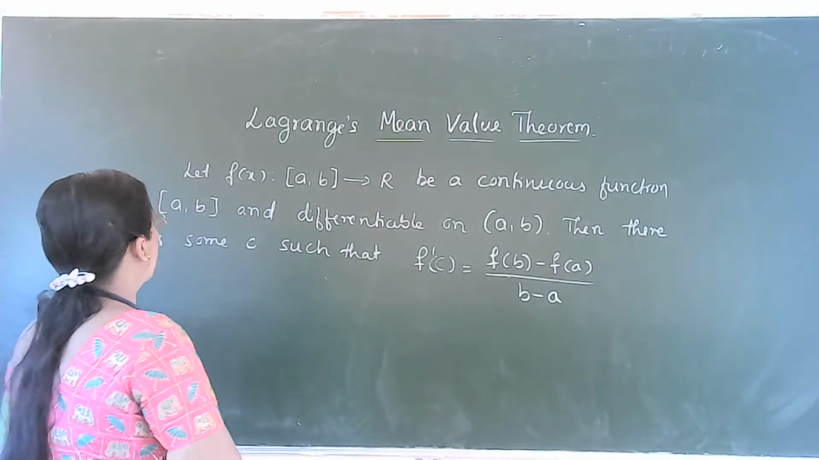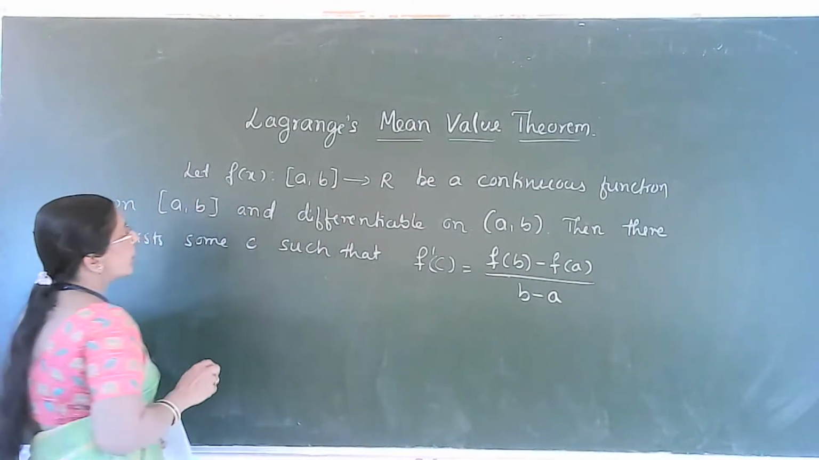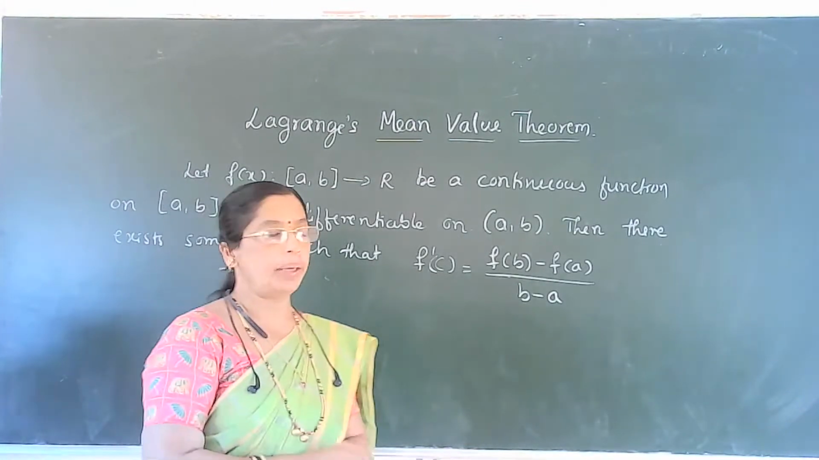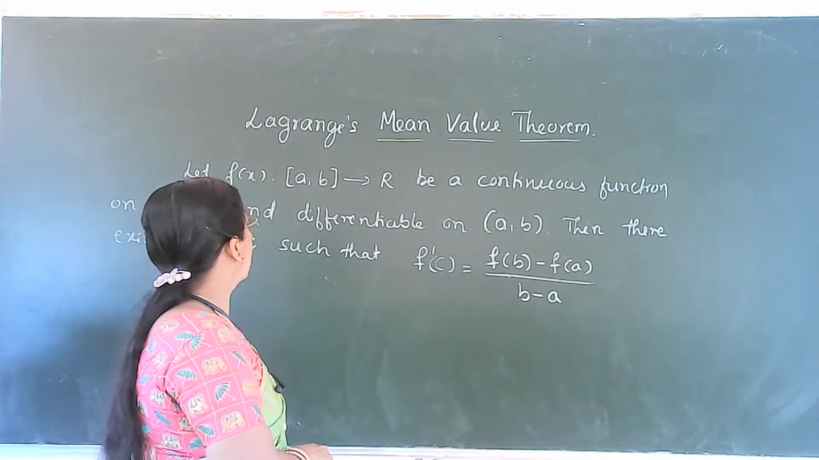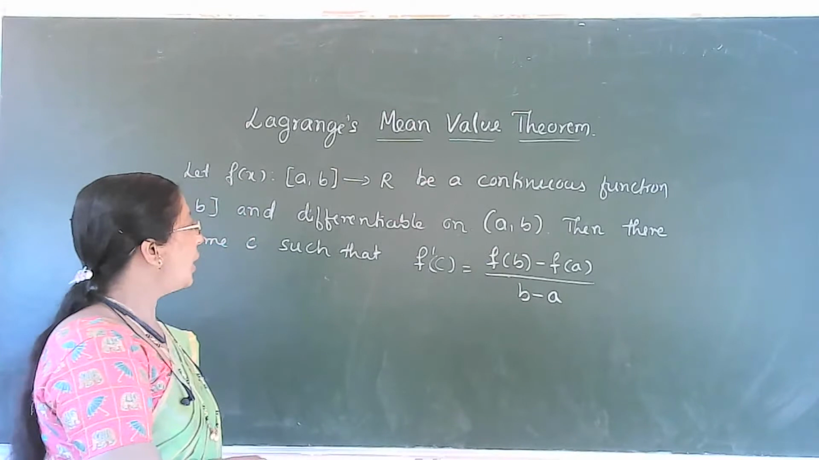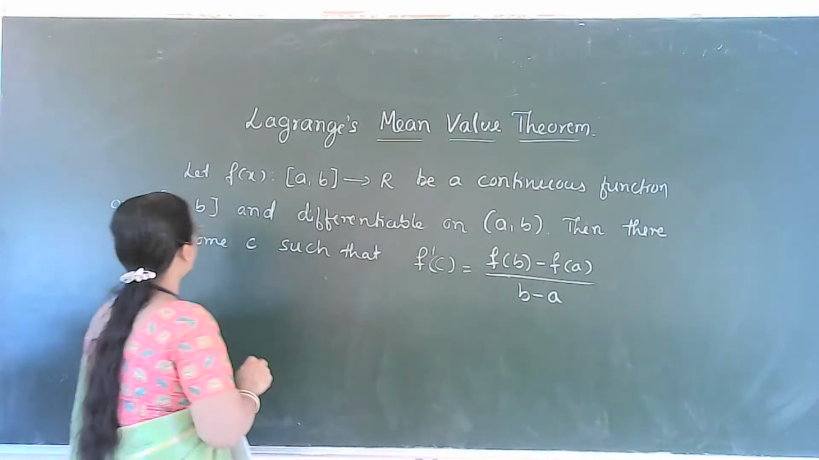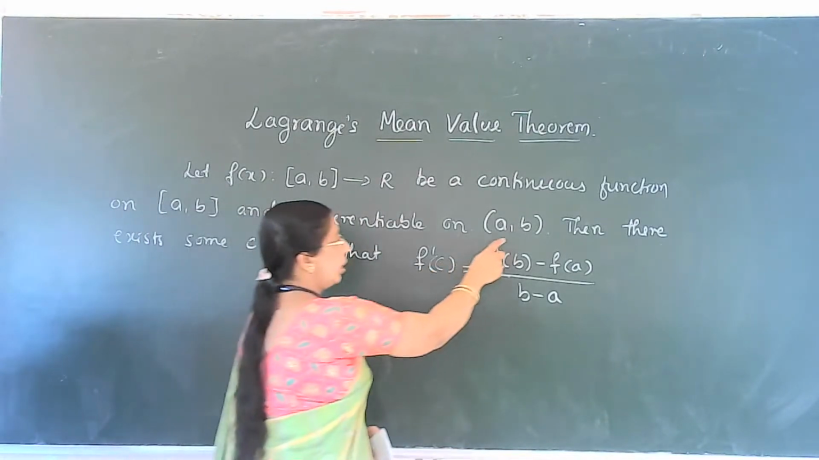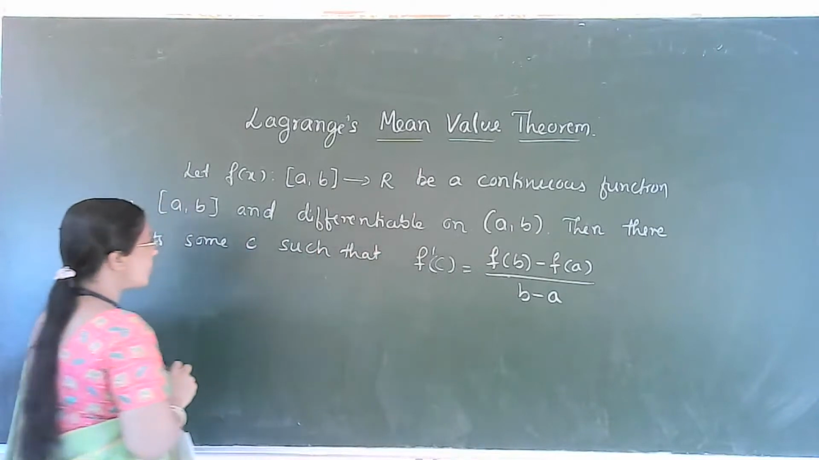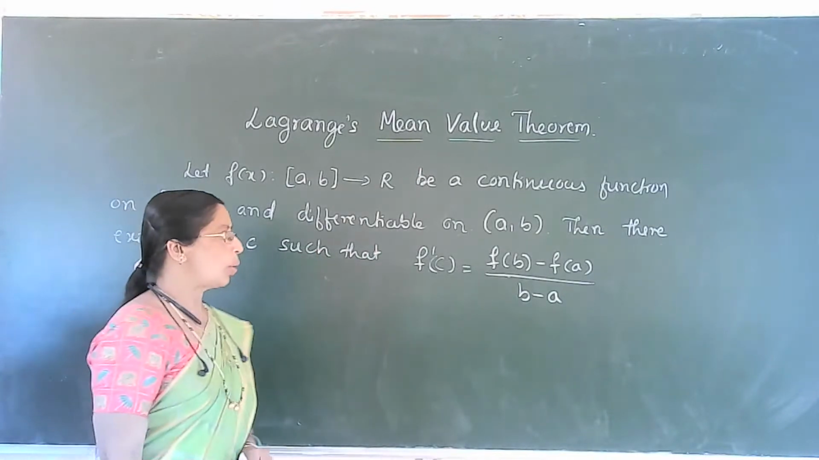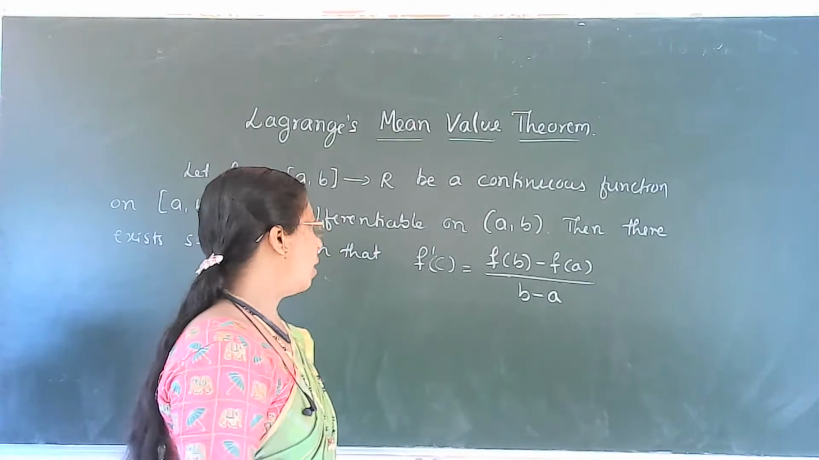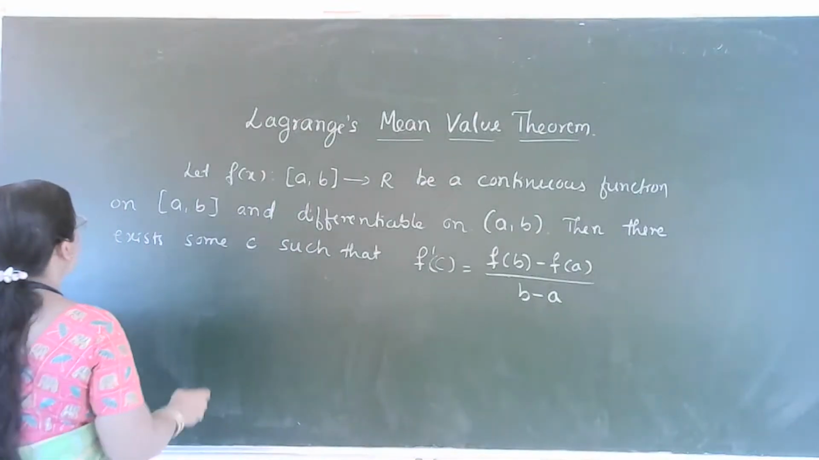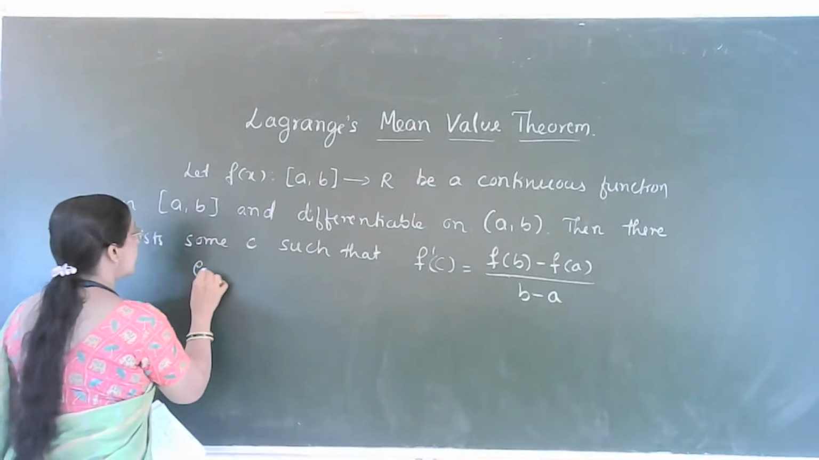This is the definition. Let f of x be a function from the closed interval a b to R, be a continuous function. The closed interval is the domain and R is the range, and it is differentiable on the open interval a b. Then there exists some c such that f dash c is equal to f of b minus f of a divided by b minus a. I will discuss this by geometrical interpretation.